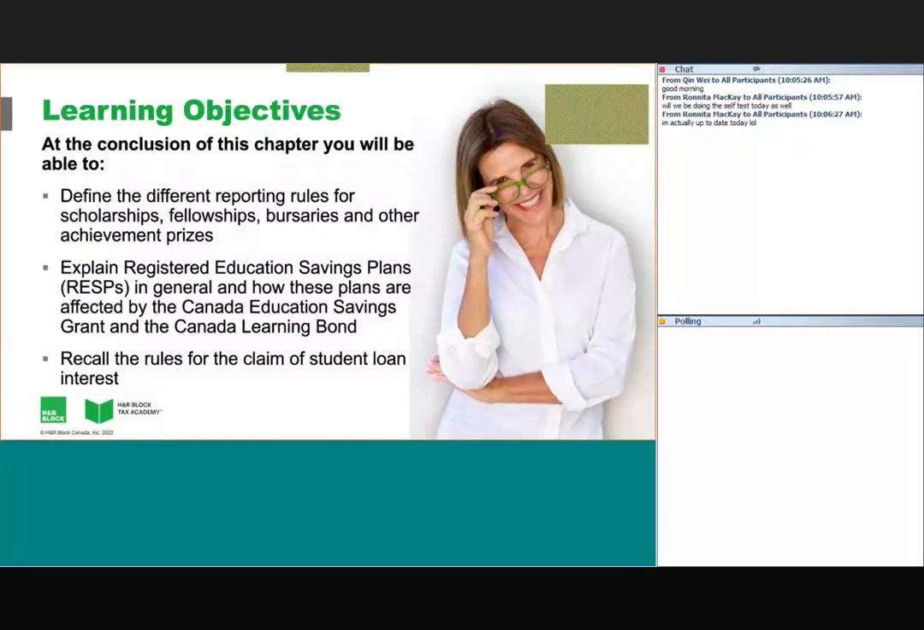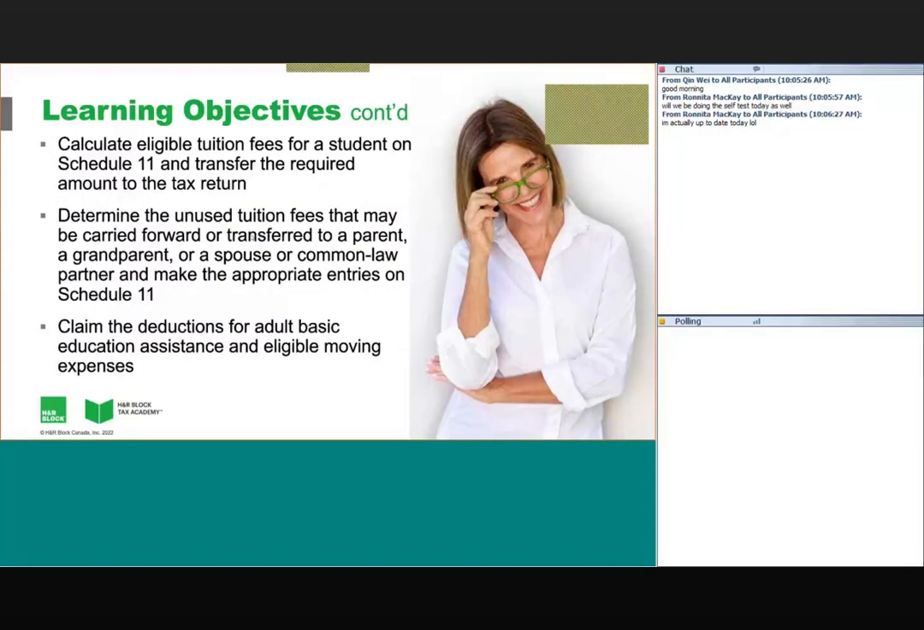So what will we learn in this session? We'll define the different reporting rules for scholarships, fellowships, bursaries, and other prizes. We're going to explain RESPs in general and how these plans are affected by the Canada Education Savings Grant and the Canada Learning Bond. We'll recall the rules for the claim of student loan interest. We will also calculate the eligible tuition fees for a student on Schedule 11 and how to transfer the required amount to the tax return.